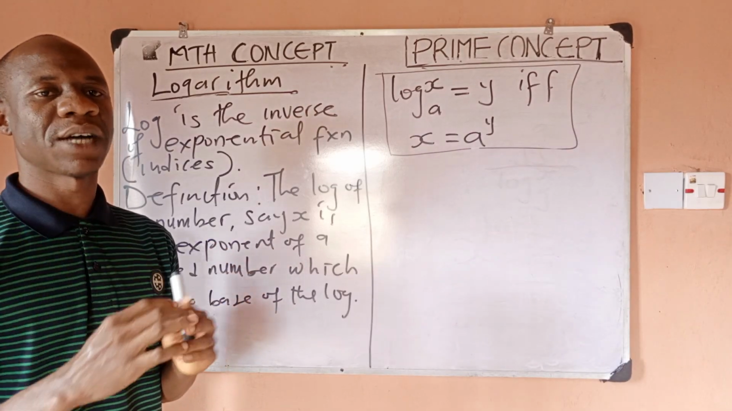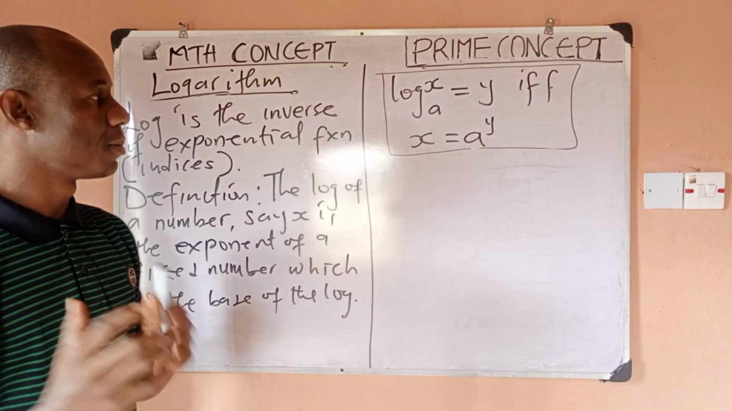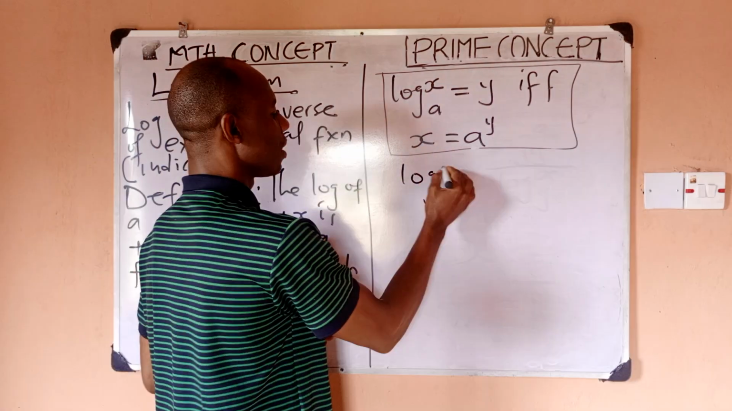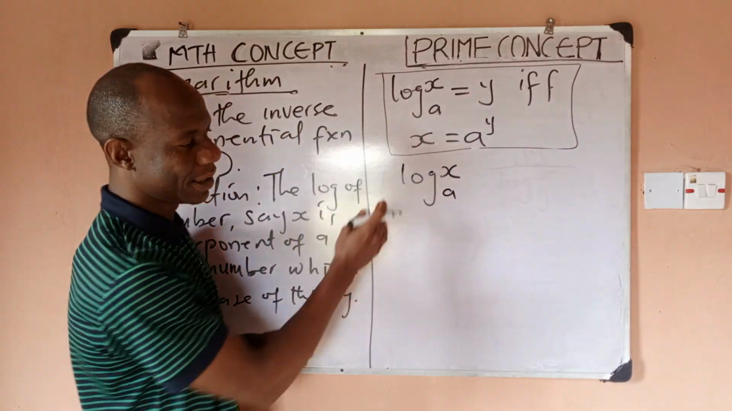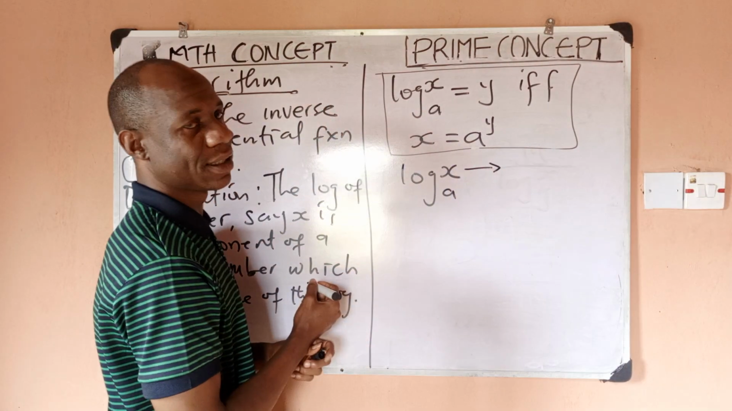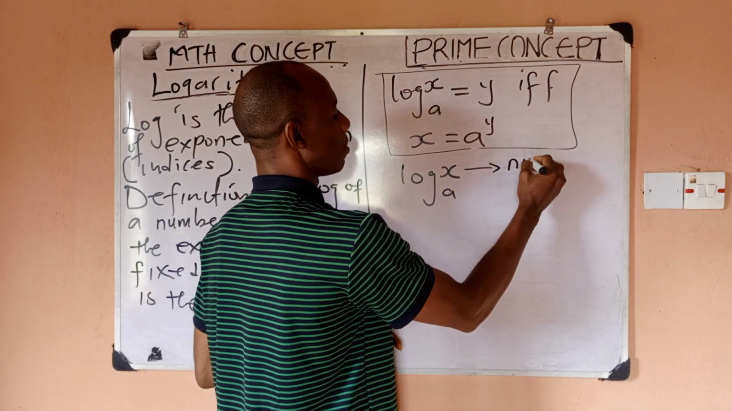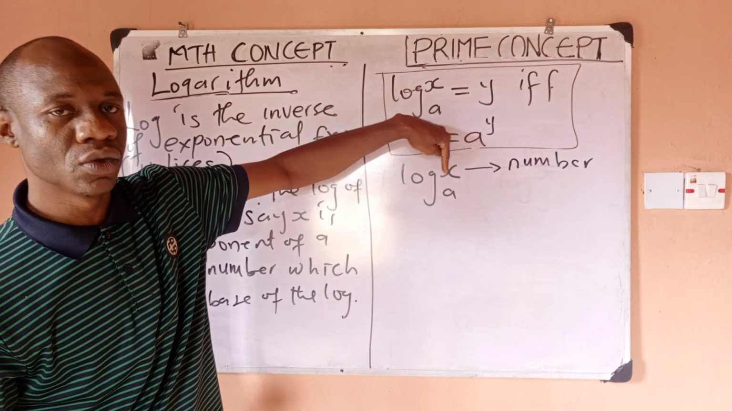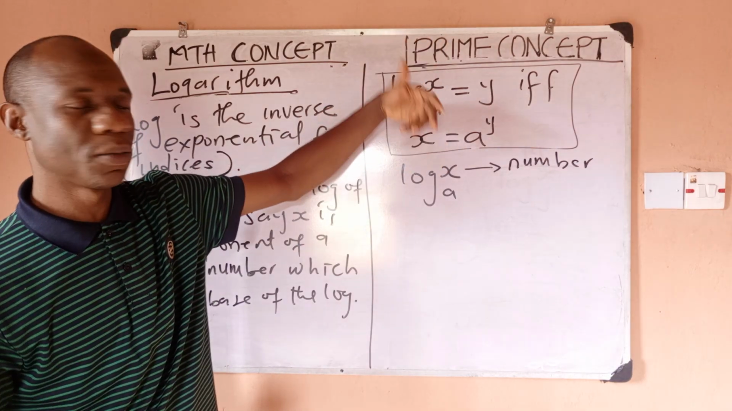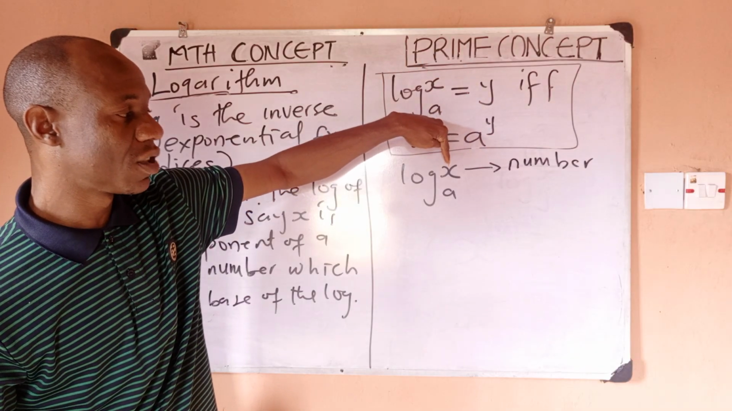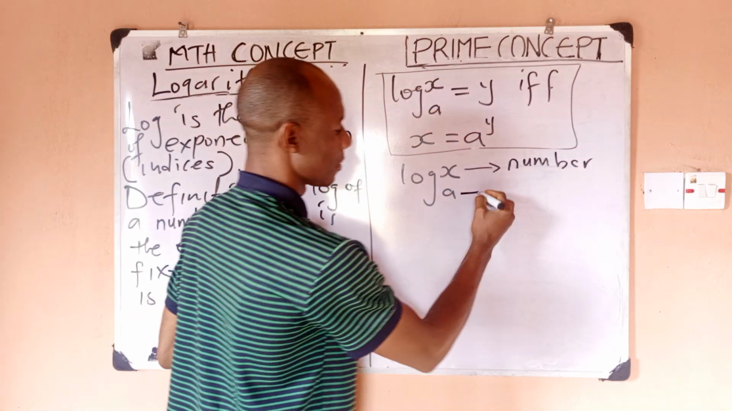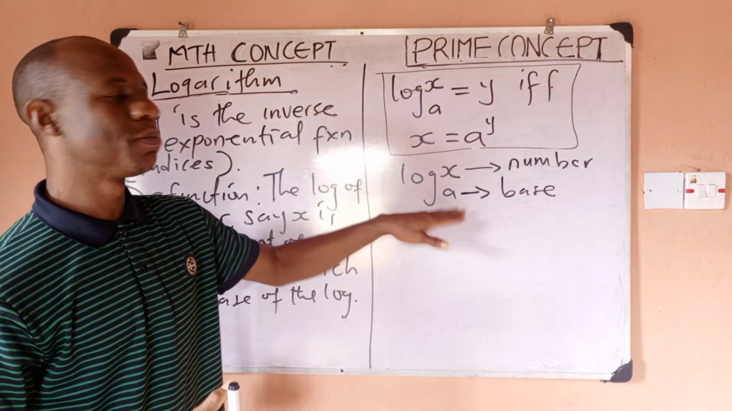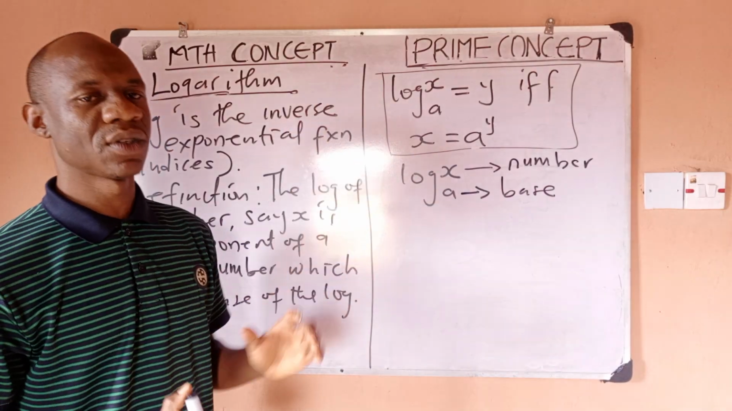Now, quickly, I want to point out that we have two kinds of logarithm. But first of all, this is how we denote logarithm, like this. We say log x to base a. In this case, x is the number we're trying to find the logarithm of. It could be 2, 3, 1, 4, any number, 0.4, and so on. While a is what you know as the base of the logarithm, which is fixed, a constant. So this is how we denote logarithm.